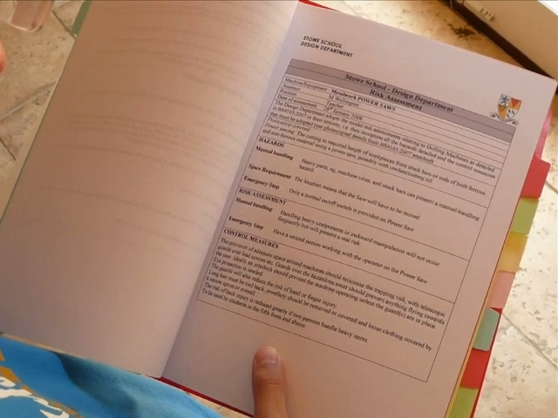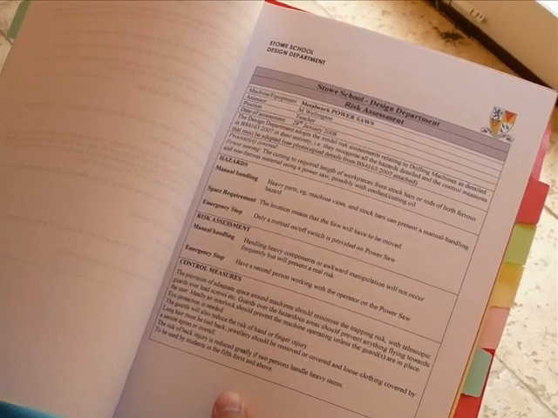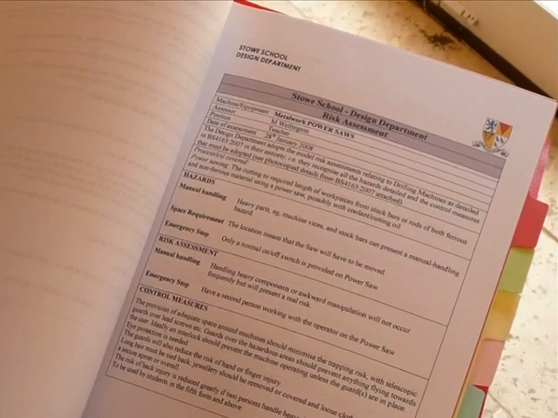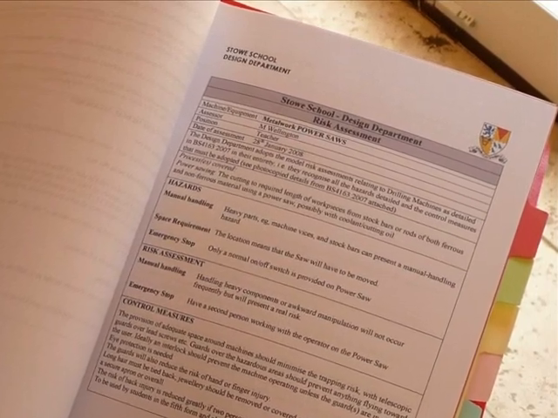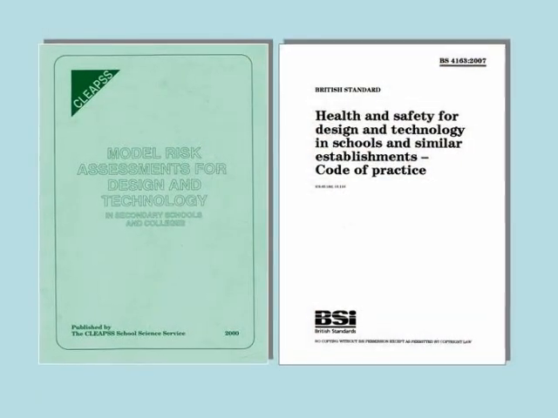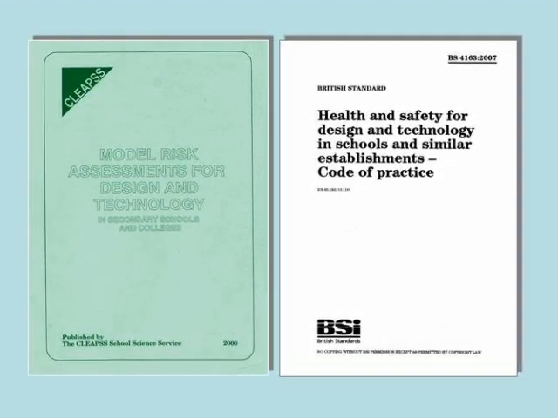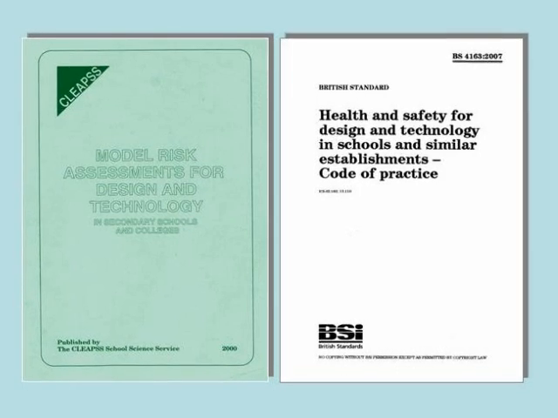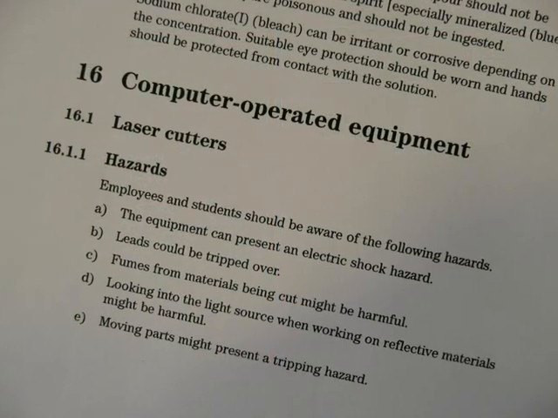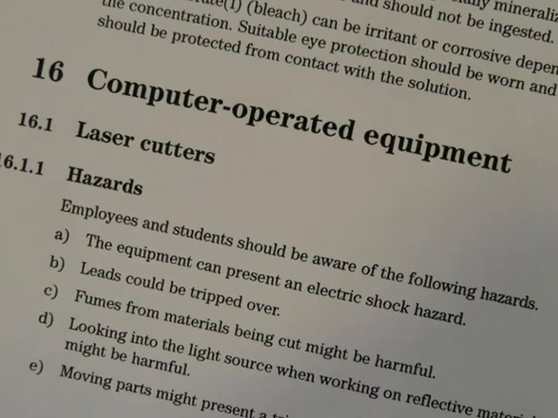The D&T Association recommends that design and technology departments should undertake risk assessments to provide safe systems of work by firstly discussing and clarifying with the employer the risk assessment procedure that should be followed. Secondly, by adopting model risk assessments for each activity being undertaken within the department from BS 4163/2007 and the CLEAPS model risk assessments for design and technology. And thirdly, by adapting these as necessary to suit local circumstances.